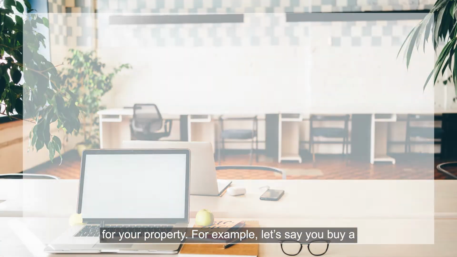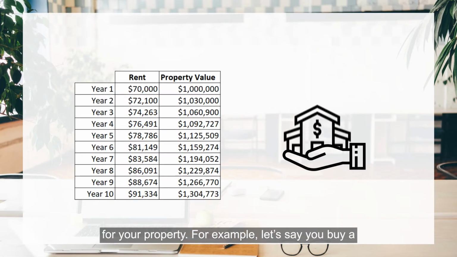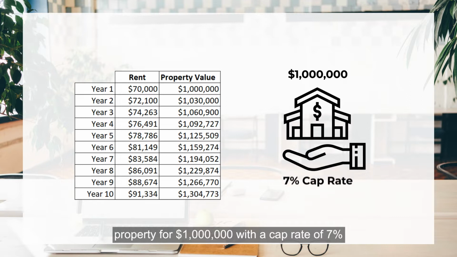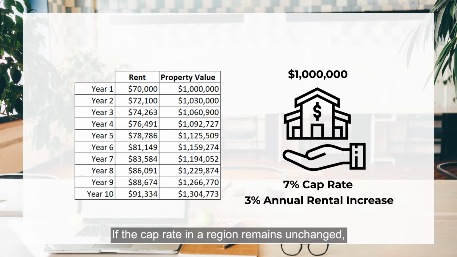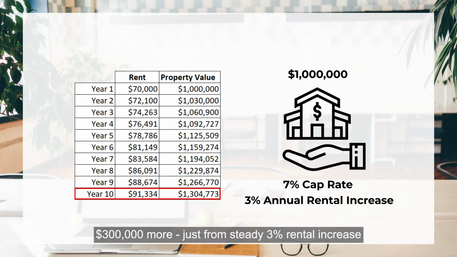With rental increases and a stationary cap rate, you can also work out an approximate new value for your property. For example, let's say you buy a $1 million property with a cap rate of 7% and annual rental increases of 3%. If the cap rate in the region remains unchanged, you can see that the value of the property will increase considerably with rental increases alone. In 10 years, the property is worth $300,000 more just from steady 3% rental increases.